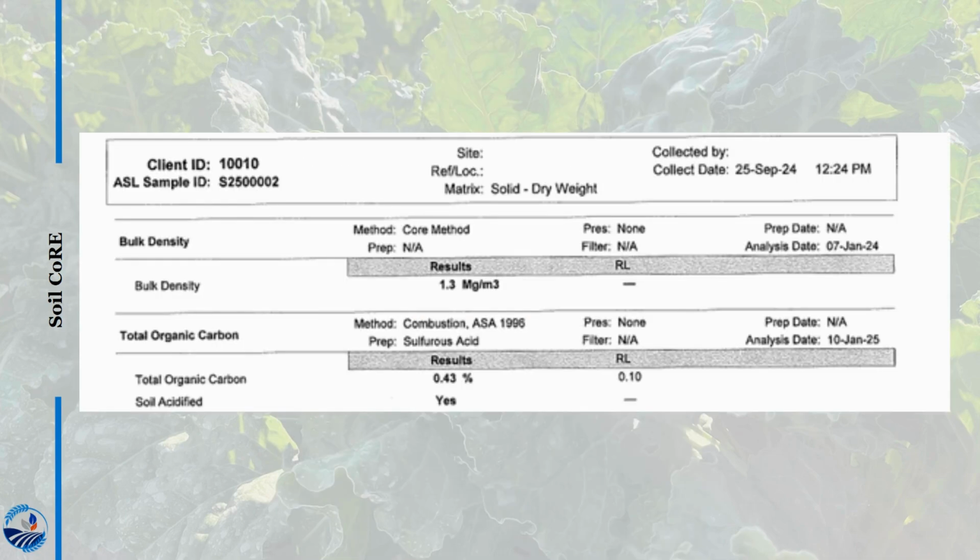Here we can see the sample ID that I gave to identify the sample. For reference, I used a sample identification number that I generated. We can also see that it was confirmed that the soil was acidified here and here. We can also see the bulk density, which is reported in milligrams per meter cubed, and the total organic carbon, which is reported as a percentage.